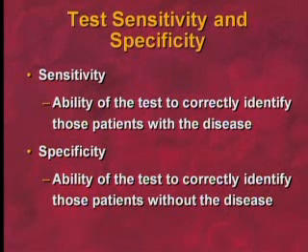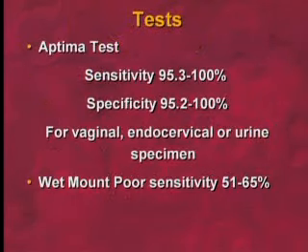If it's 80% sensitivity, it identifies 80% of patients that have the disease, which is a true positive result. And the other 20%, they do have the disease, but they're not identified. So it's going to show as negative, or a false negative, because they do have the disease. And the specificity identifies the patients without the disease. And those tests, the Aptima test, which is the one that we use at the ADPH, have excellent sensitivity and specificity, 95 to 100%, okay?